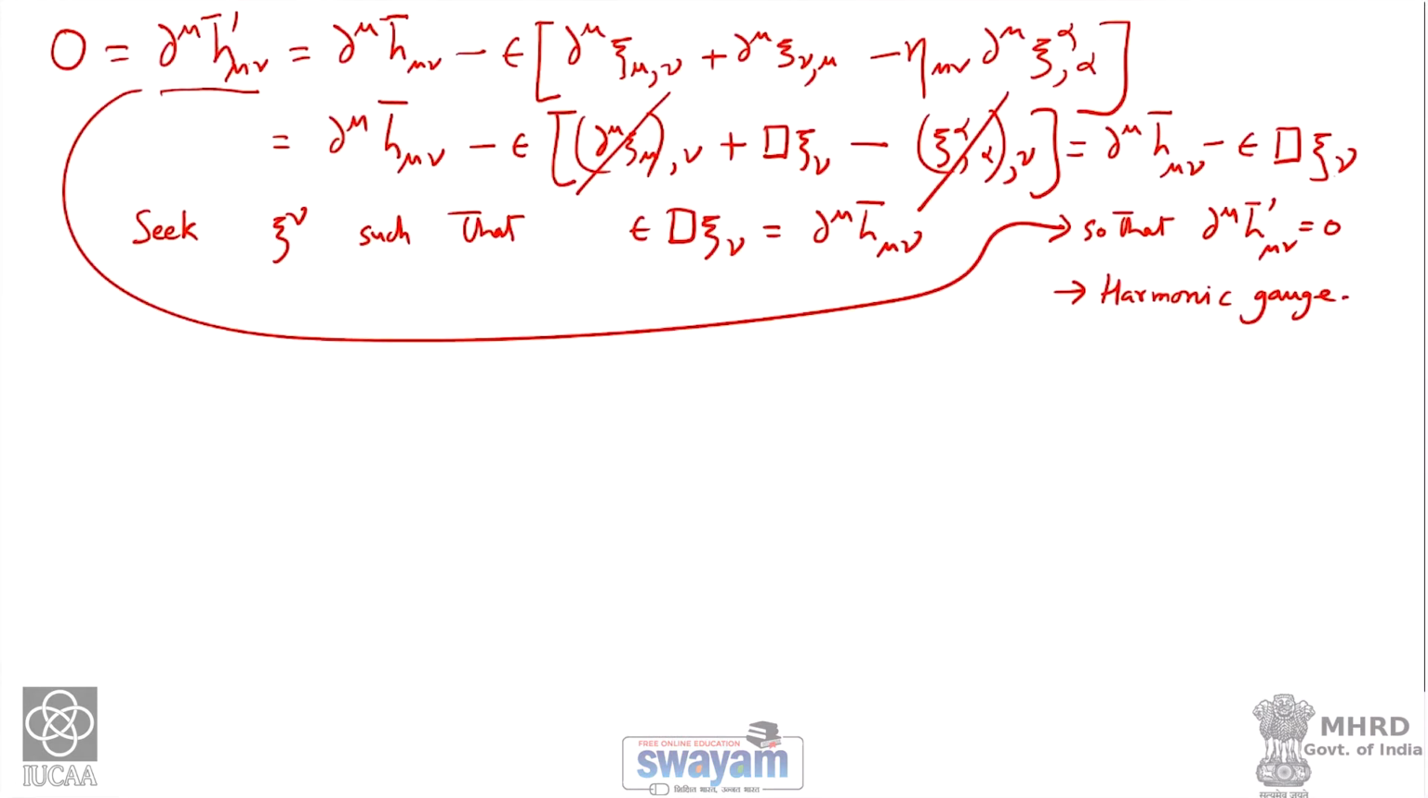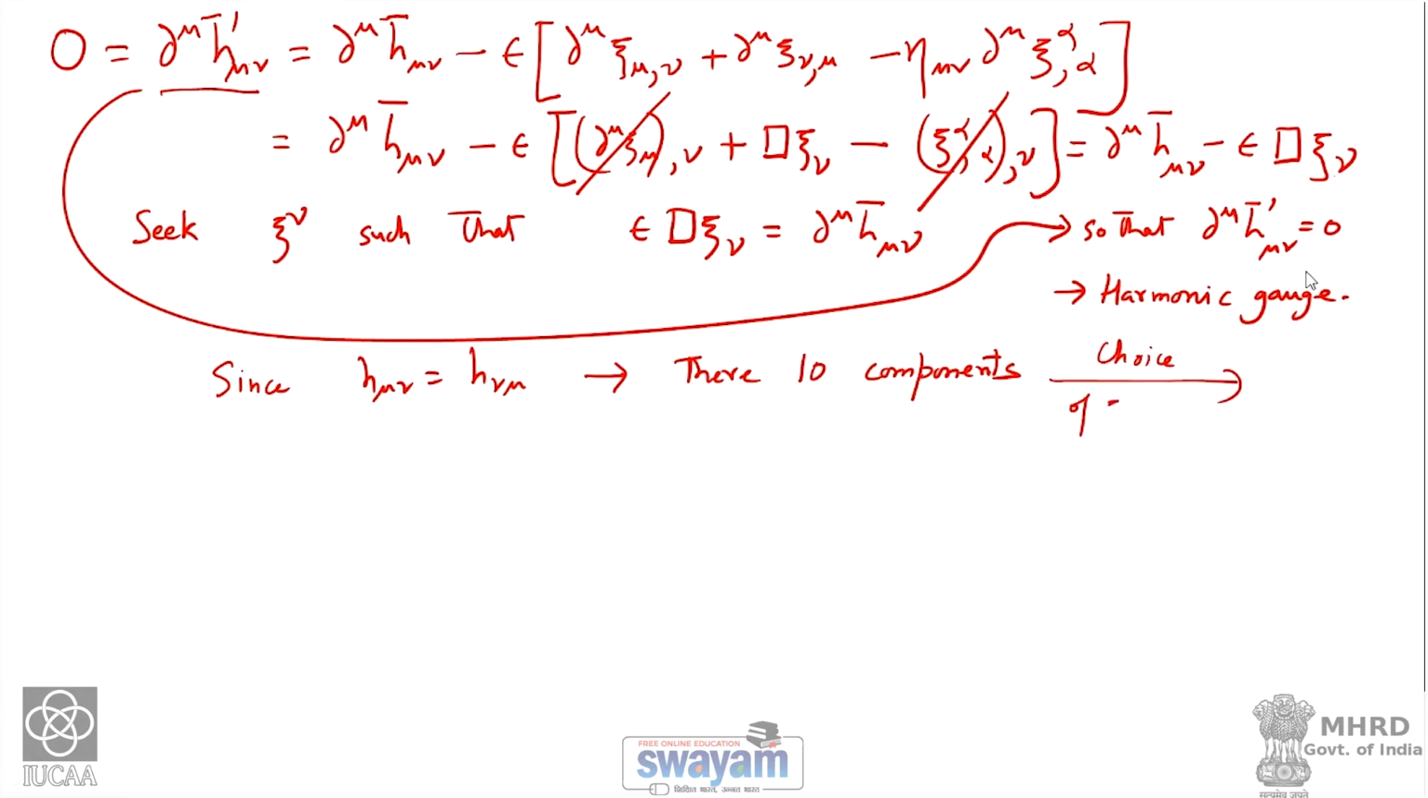Now, remember algebraically, since h_{μν} is symmetric, h_{μν} equals h_{νμ}, there are 10 components. But for the harmonic gauge there are ξ^ν. We can choose ξ^ν such that 4 of these harmonic gauge conditions can be chosen. So, 4 of the harmonic gauge conditions can remove 4 out of these 10. So, the choice of ξ^μ will reduce the 10 components, 4 of them, to 6 independent components. The question is, does it mean that now we have 6 independent degrees of freedom?